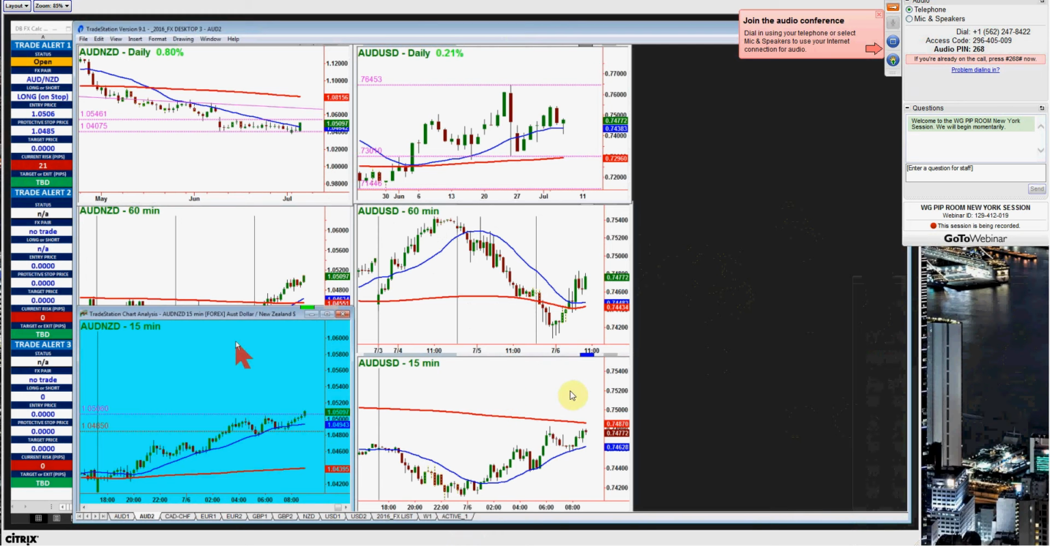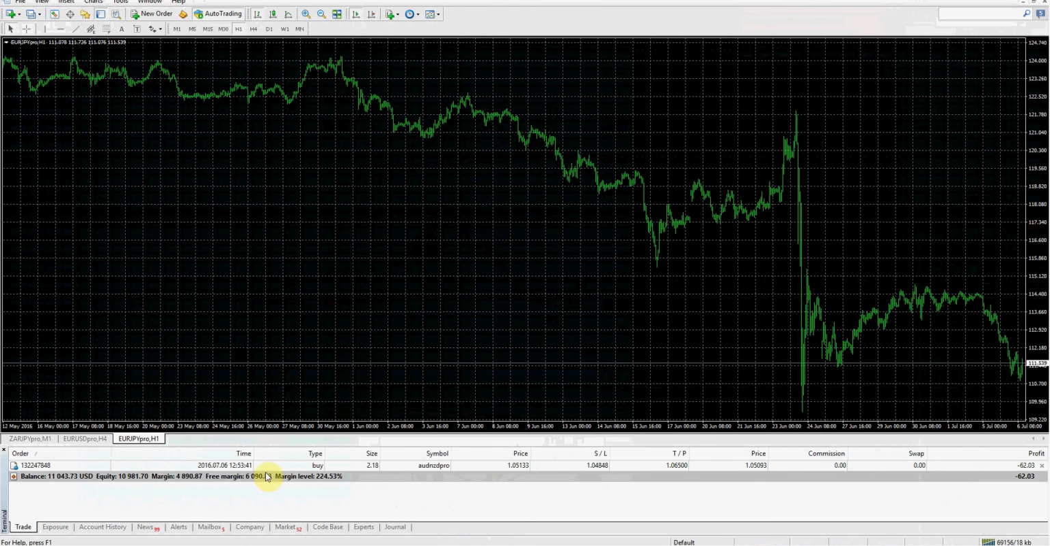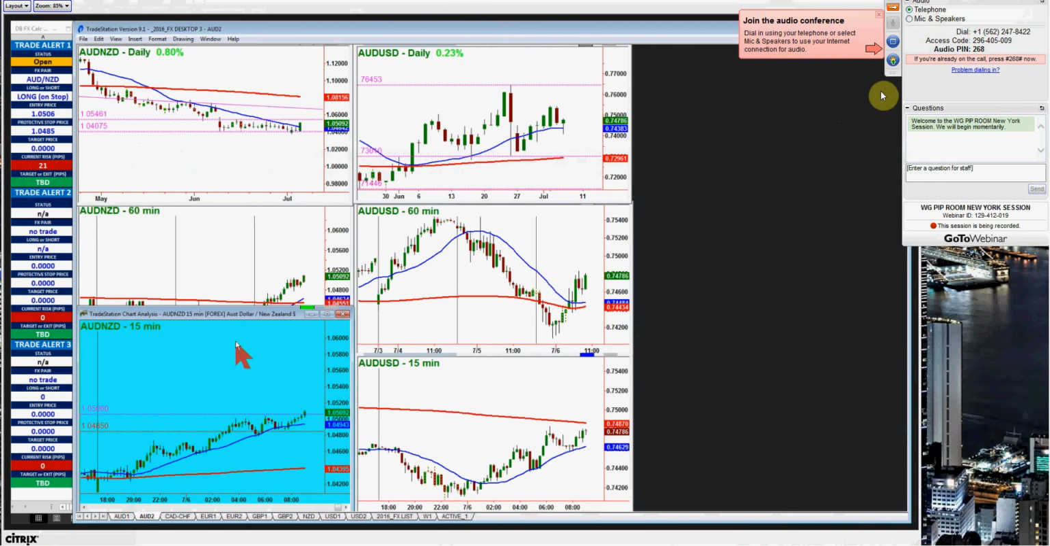I did just notice that we just got entered into a trade. I mean, literally not even 2 minutes ago. Okay, as you guys can see here, AUDNZD. Let me go ahead and jump in the room and I'll let you guys listen to what's going on.